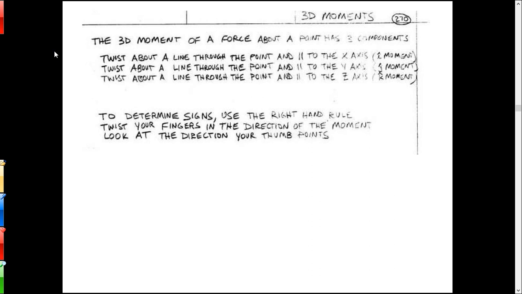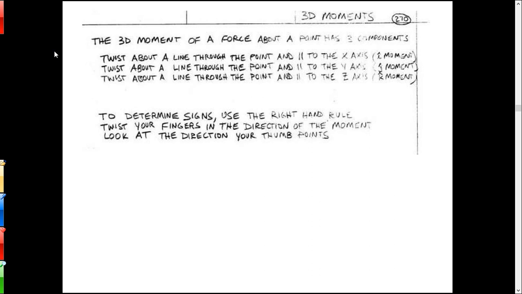There's three components of a 3D moment. There's a twist about a line running through a point and parallel to the x-axis, parallel to the y-axis, and parallel to the z-axis. So there's I, J, and K components of moment now. To determine your signs, use the right-hand rule. Twist your fingers of your right hand in the direction of the moment. Look at the direction your thumb points to get the sign.